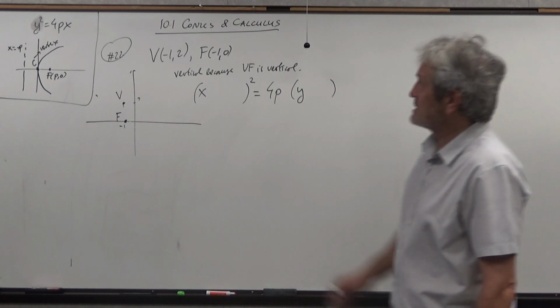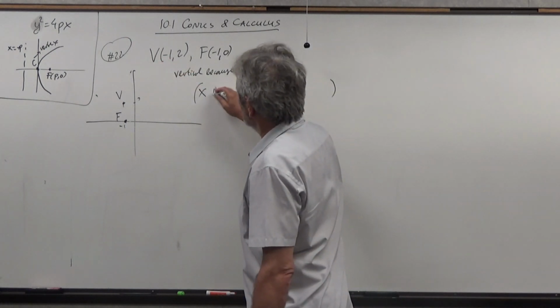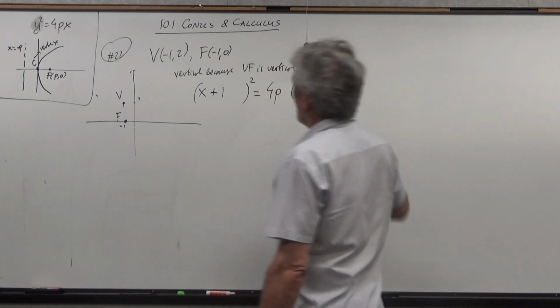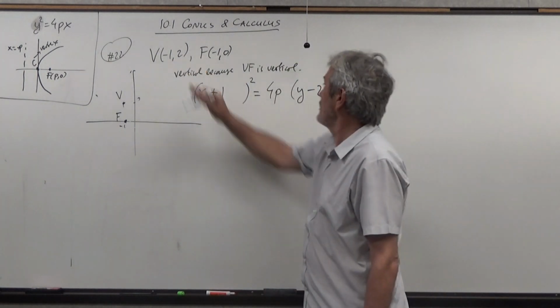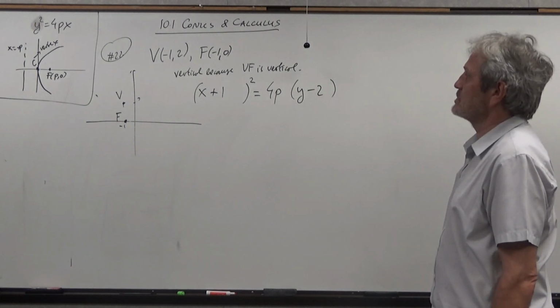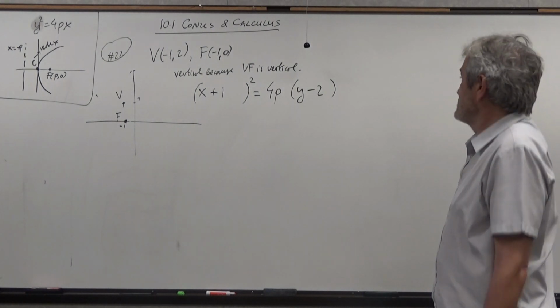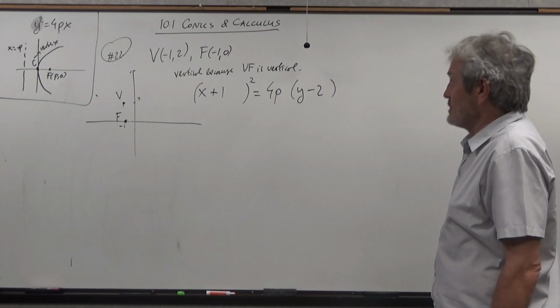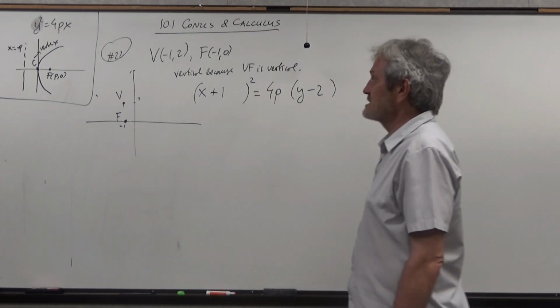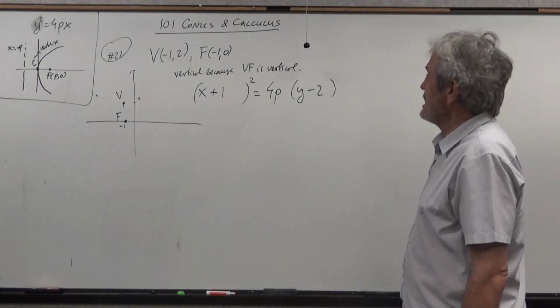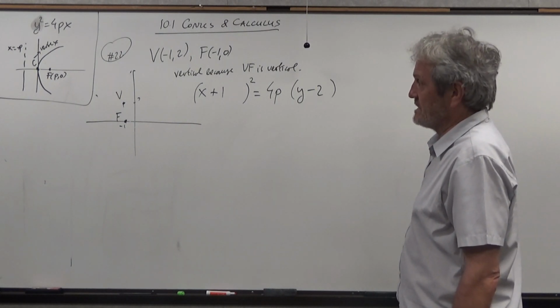And then what? The vertex tells you what the shift is. So x plus 1, y minus 2. I subtract the vertex, and really when I set it equal to 0, I get negative 1 and 2. And that's it. I'm done. The only thing is I need to see if I should put plus or minus here. And then also how much is p.